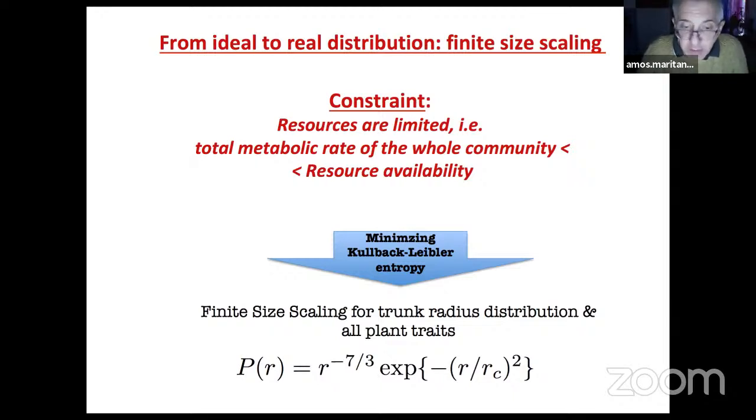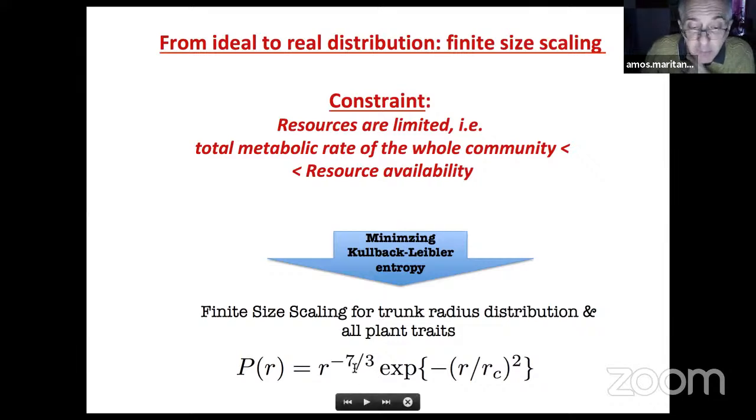want. So if we take into account the limitation in the resource availability, we find that after we change the variable from height to radius of the trunk, we find that the distribution at the tropics, just for simplicity, is r to the minus 7 over 3, and then the truncated power law with some characteristic radius that is related to the availability of the resources. So the minus 7 over 3 is just the ideal distribution without taking into account the finiteness of the resources.